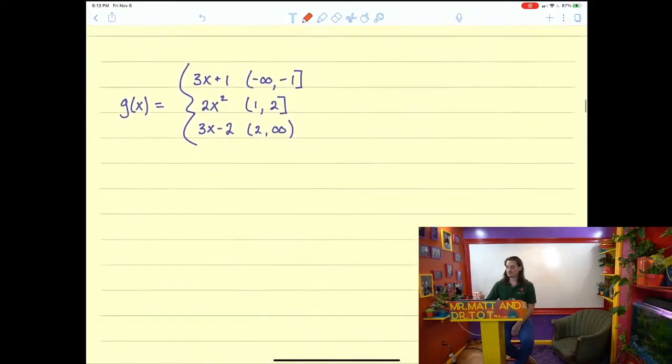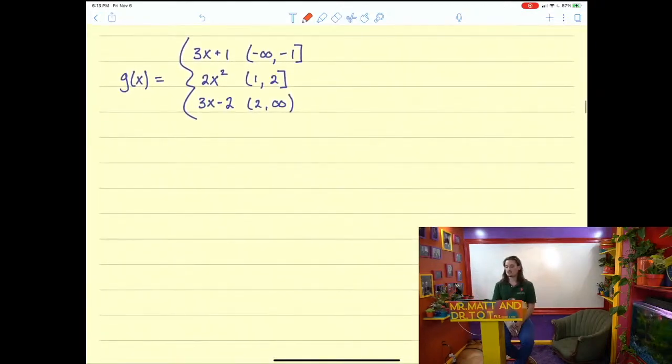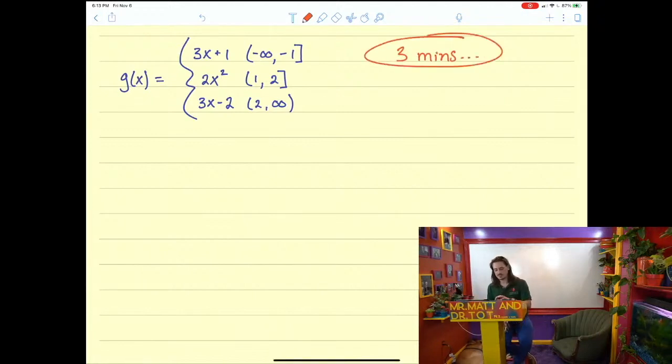Otherwise, I'm going to give you 3 minutes. Please look at g of x, graph the function g of x. And I'm just looking for rough sketches here. It doesn't have to be anything exact.